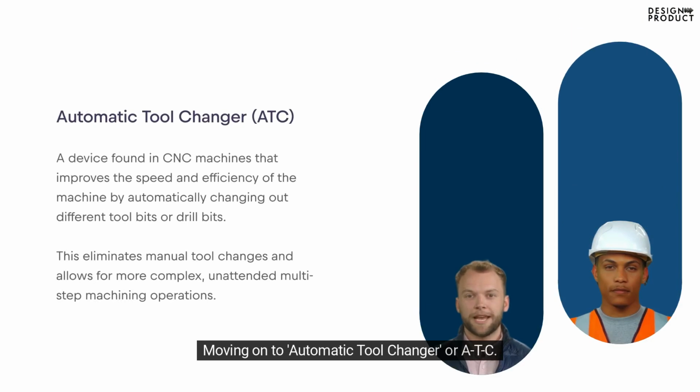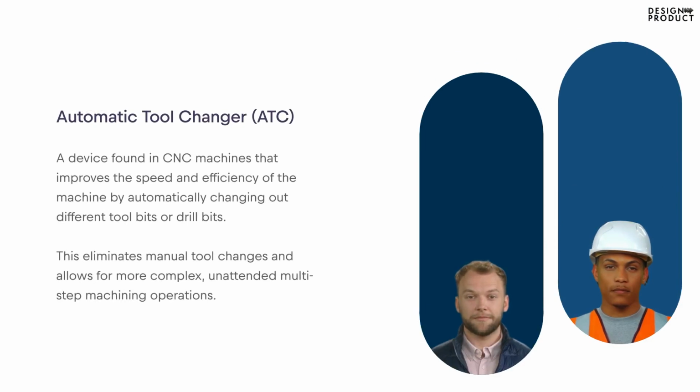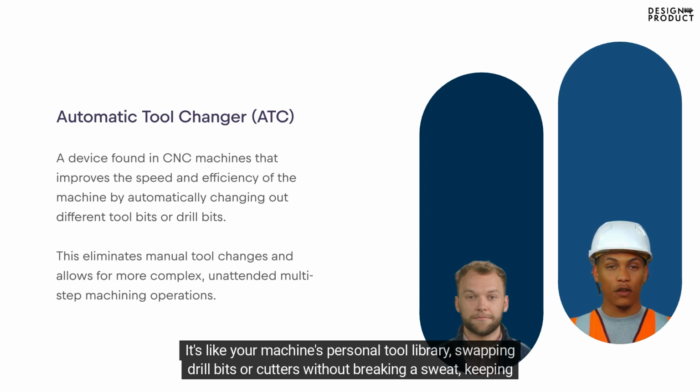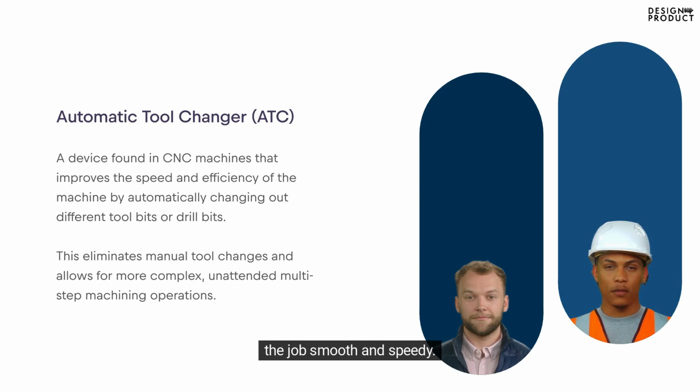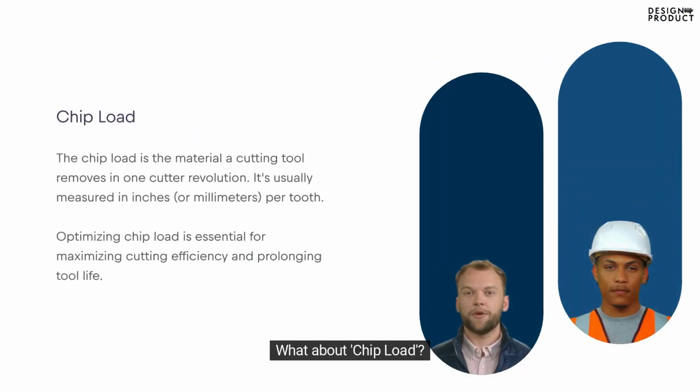Moving on to automatic tool changer, or ATC. It's like your machine's personal tool library, swapping drill bits or cutters without breaking a sweat, keeping the job smooth and speedy. What about chip load?